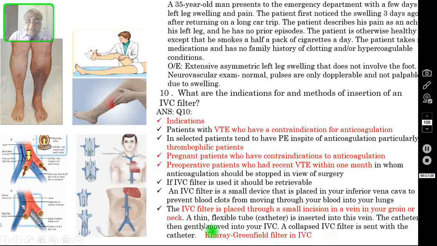Then you have to introduce a thin and flexible tube, a catheter. It is inserted into this vein. The catheter then gently moved into your IVC. A collapsed IVC filter is usually sent along with the catheter. Usually here in this picture you are seeing Kimray Greenfield filter in the IVC. This is a filter, an umbrella shaped filter. You can place it so that it will filter the embolus but not the blood. Blood will flow through it, but the embolus will be filtered by this Greenfield filter.